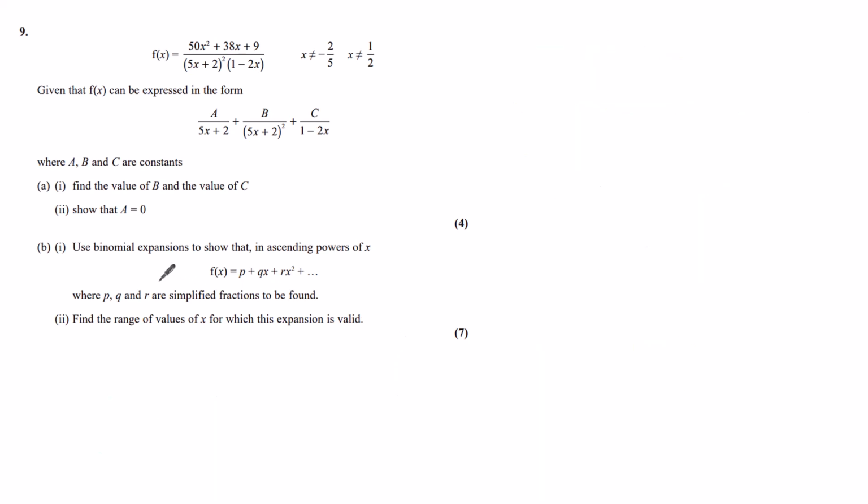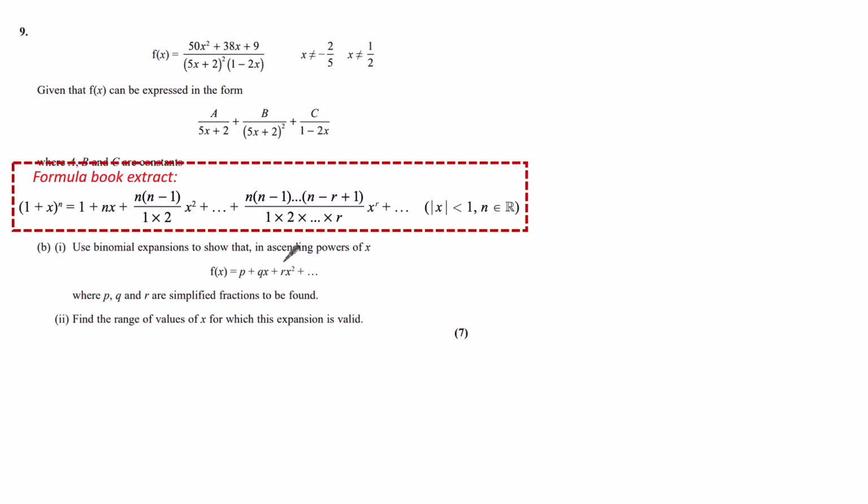Part B, use binomial expansions to show that in ascending powers of x, f of x is equal to p plus qx plus rx squared plus and so on, where p, q and r are simplified fractions to be found. And then part II, find the range of values for which this expansion is valid. So let's start with our expansion. And when we have a binomial expansion, in our formula booklet, we have the binomial expansion given to us for the form (1 plus x) to the power n, which is the following, where the modulus of x is less than 1.